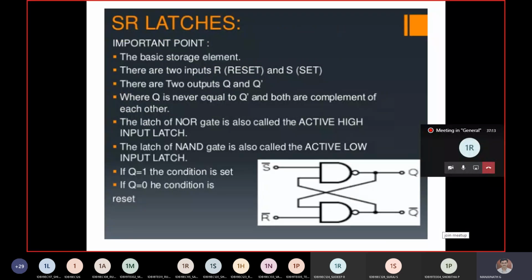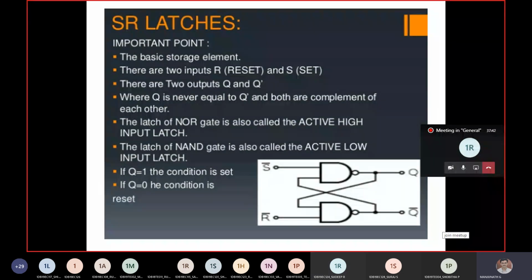Okay, if it is active high, you need to make use of a NAND gate. Is it fine? If Q is 1, the condition is set. If it is 0, the condition is reset. So this is what you should analyze. You can look at the diagram and tell me what type of input diagram it is. Is it active high or active low? Active low. Good, because we are using a NAND gate.